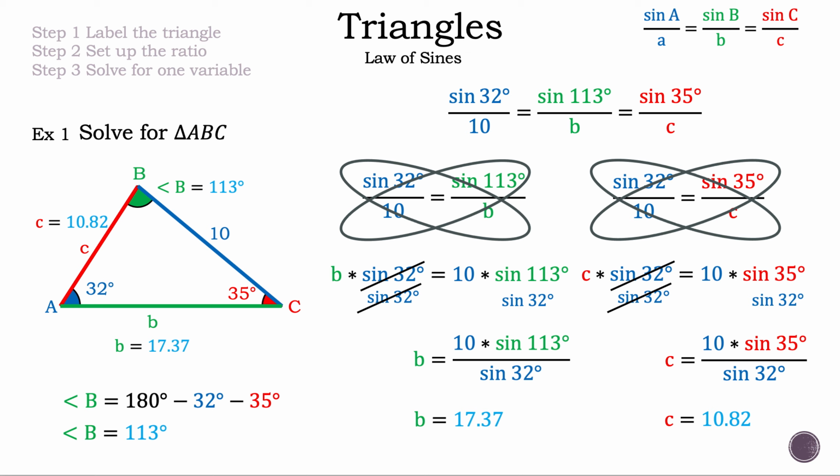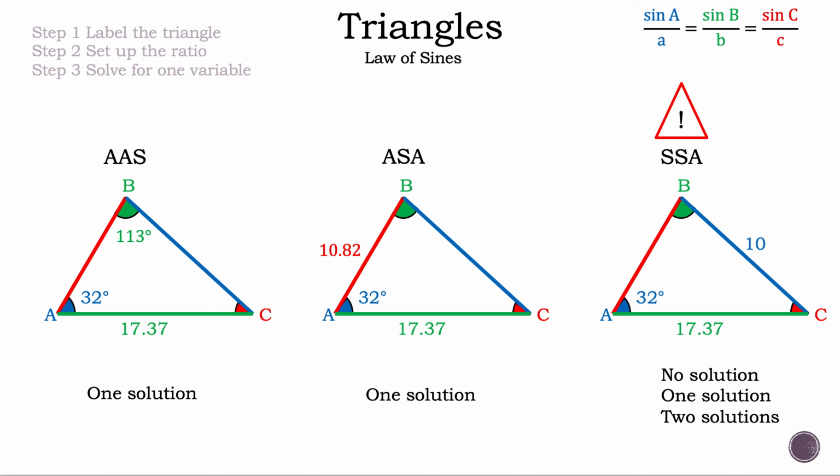Now, when can we use the law of sines? Let's find out. We can use it in any of these scenarios. When we have an angle-angle-side triangle, that gives us one solution, or we can use it when we have an angle-side-angle triangle, that also gives us one solution. But when we have a side-side-angle triangle, that's when we have to be worried, because it can give us no solution, one solution, or two solutions. And that is called the ambiguous case. And we'll discuss that in a future video.